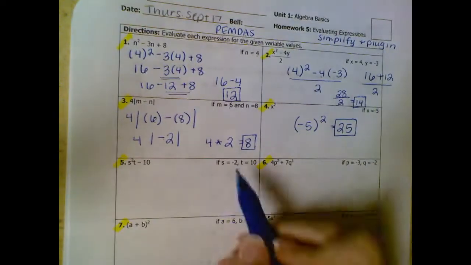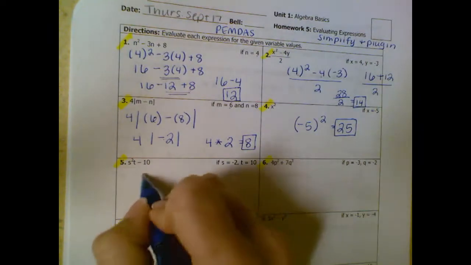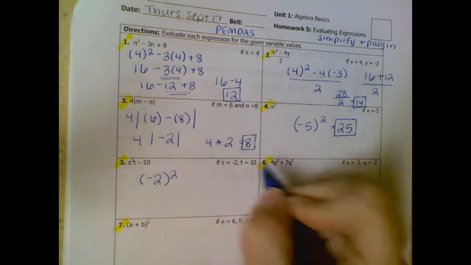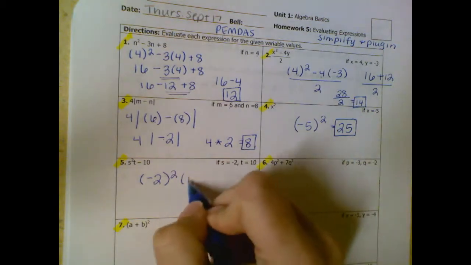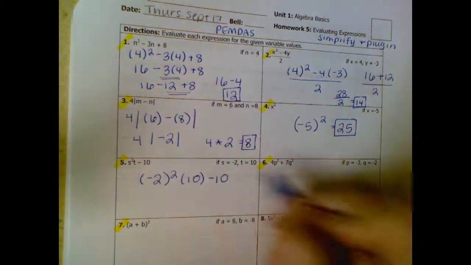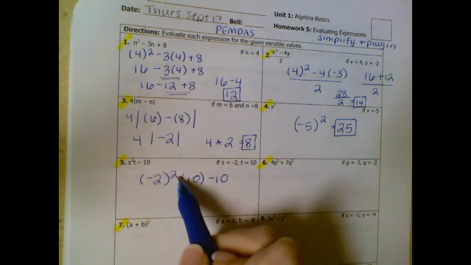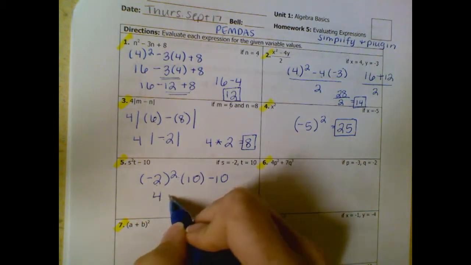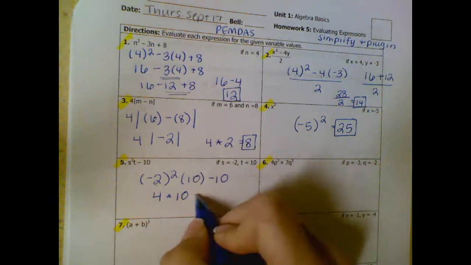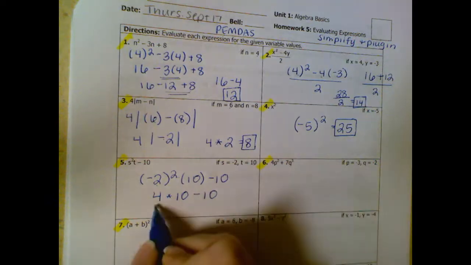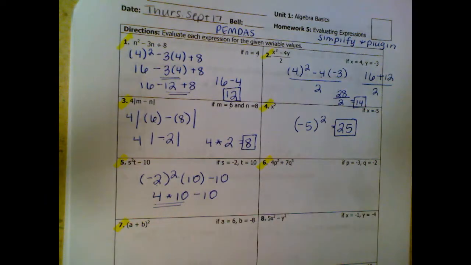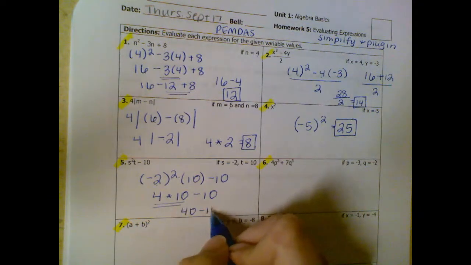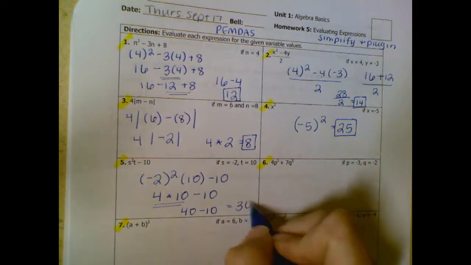Looking at 5, every time I see an S, I'm plugging in a negative 2. Every time I see a T, I'm plugging in a 10. So negative 2 times negative 2 is positive 4, times 10 minus 10. Order of operations tells me to do multiplication second. 4 times 10 gives me 40. 40 minus 10 gives me 30.